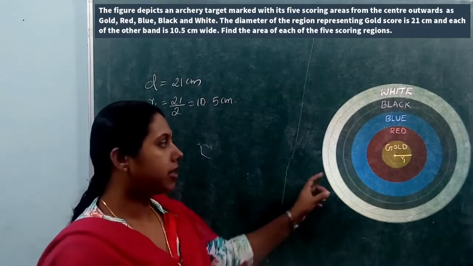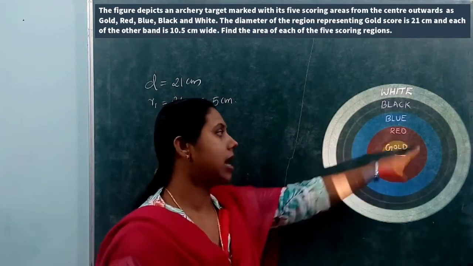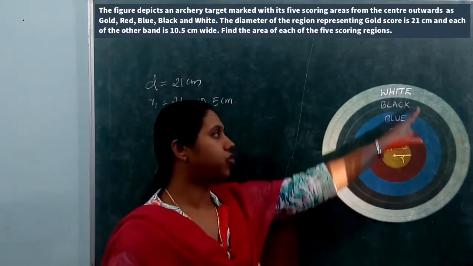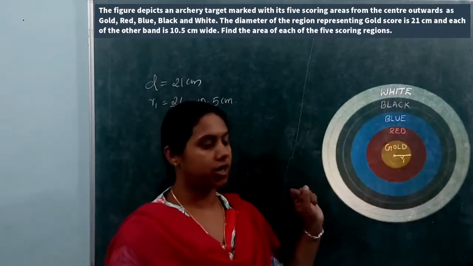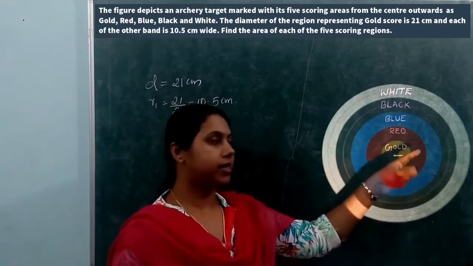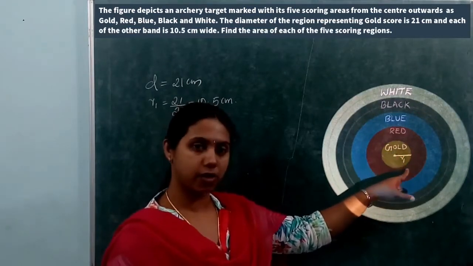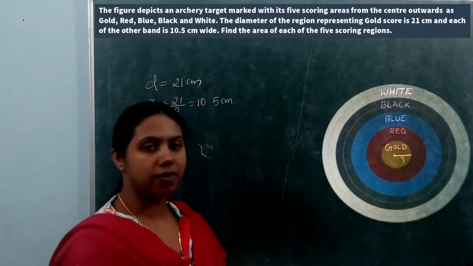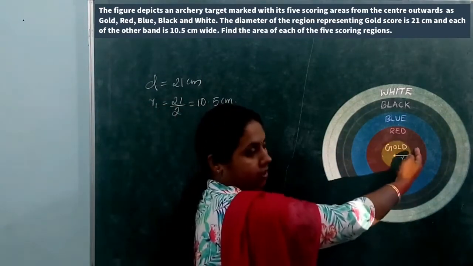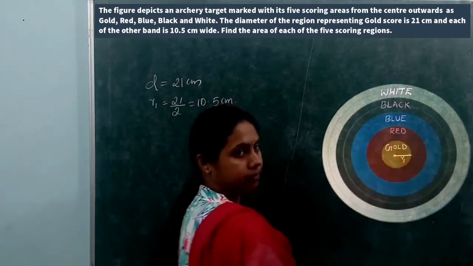We want to find the area of each region: the gold region, then the red region, the blue region, the black region, and the white region. The area of the gold region is very easy because it's a circular shape. The area of the circle is equal to pi r square. We know the radius of the region, so we can find the area of the circle. And the next one, the area of the red region. We need the area of this red region only.